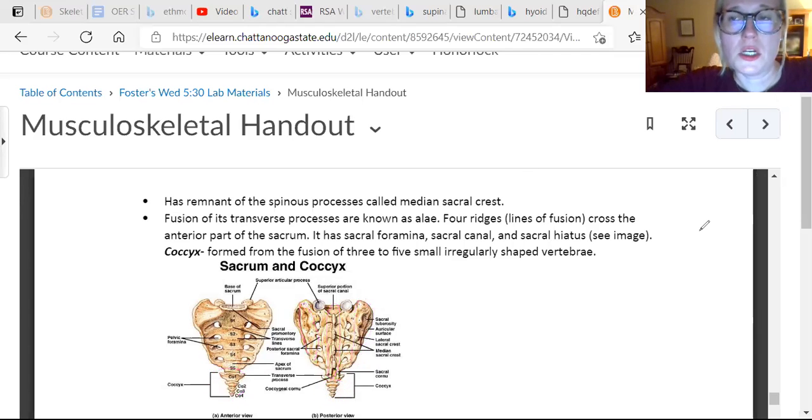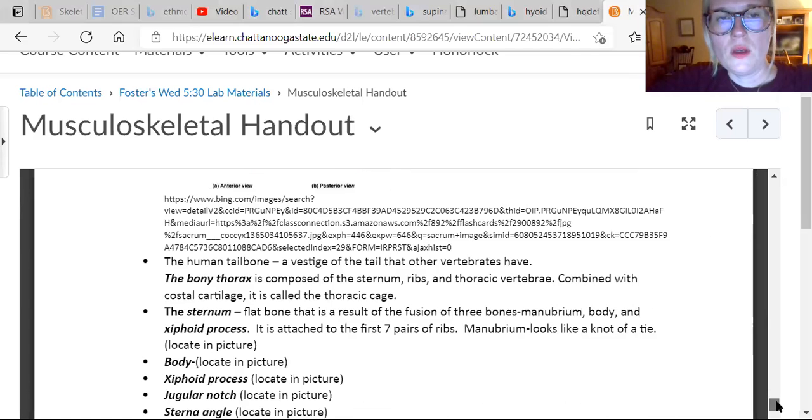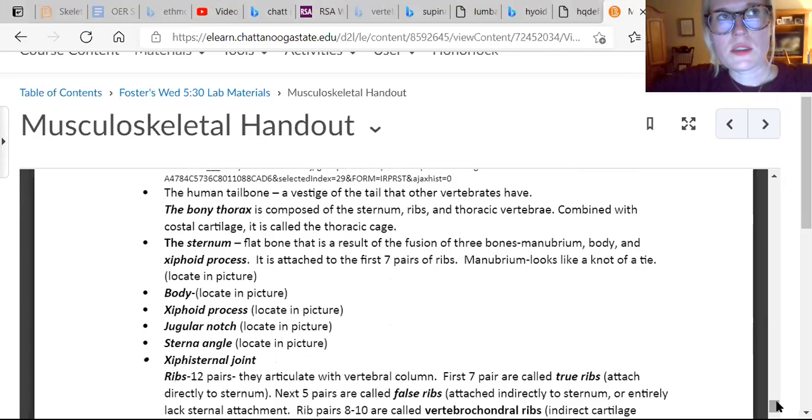Okay, you don't really need to know much about it other than what it looks like and how many bones are fused. We're not going to ask you about the median sacral crest. Don't worry about learning that, okay? I did put that on there just to make you aware that that's just where the spinous processes fuse. That's what we call it. All right. So the big thing is know what it looks like, and know how many bones or how many vertebrae are fused together for those, okay?